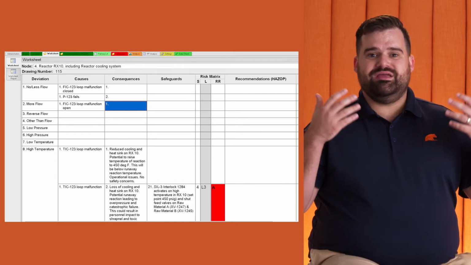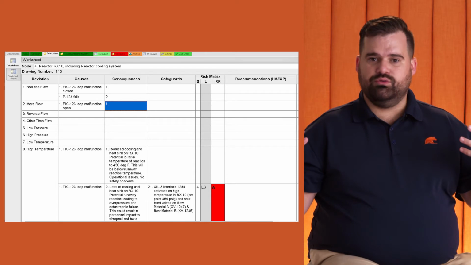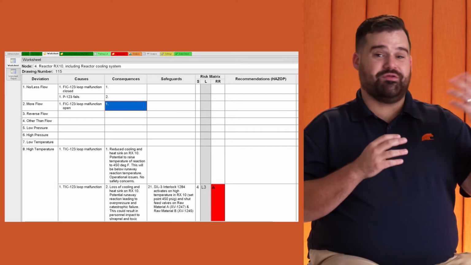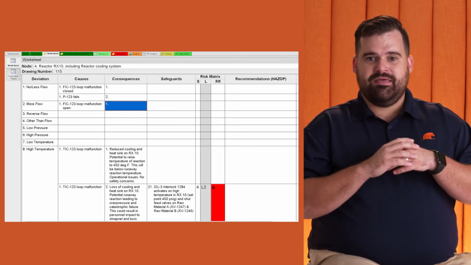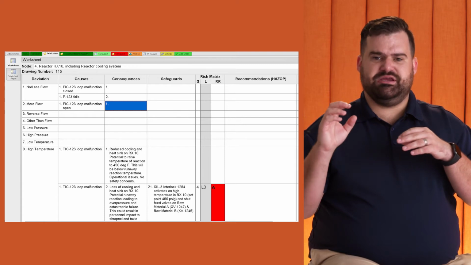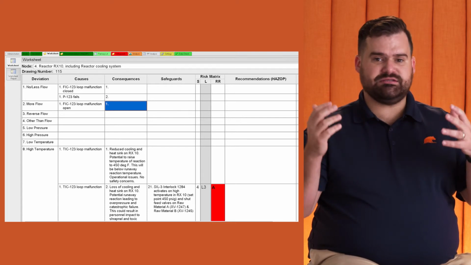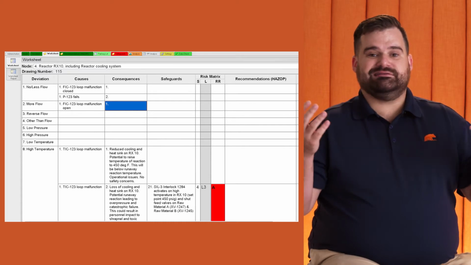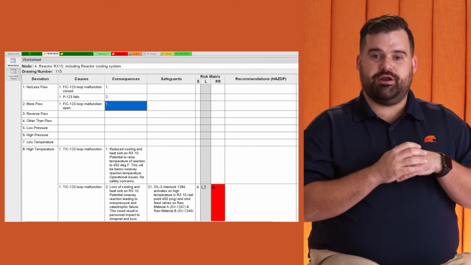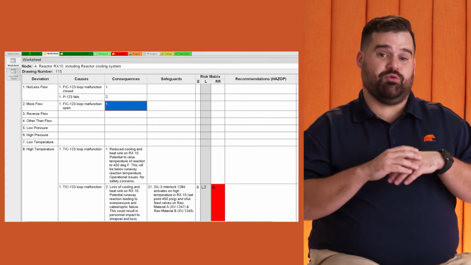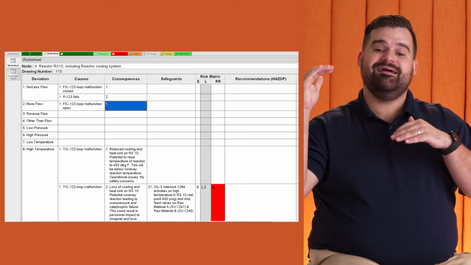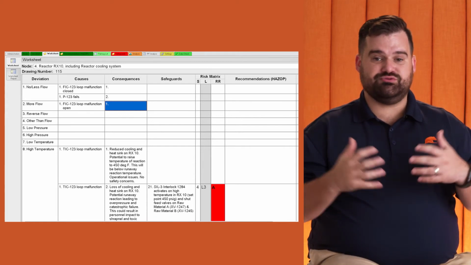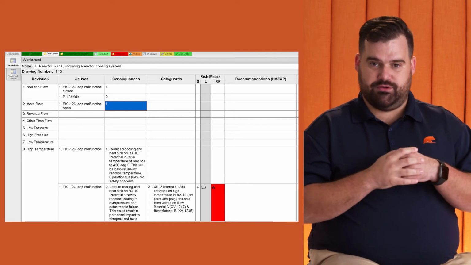Okay? So if we know the intention and we know the cooling, and maybe we have some other cooling on the system, this first consequence here, when we talk about it, we said we lost cooling or we reduced cooling, which the process is still only going to get to about 450 degrees. So we don't reach that runaway temperature of 500 degrees, which would be potentially a catastrophic failure.